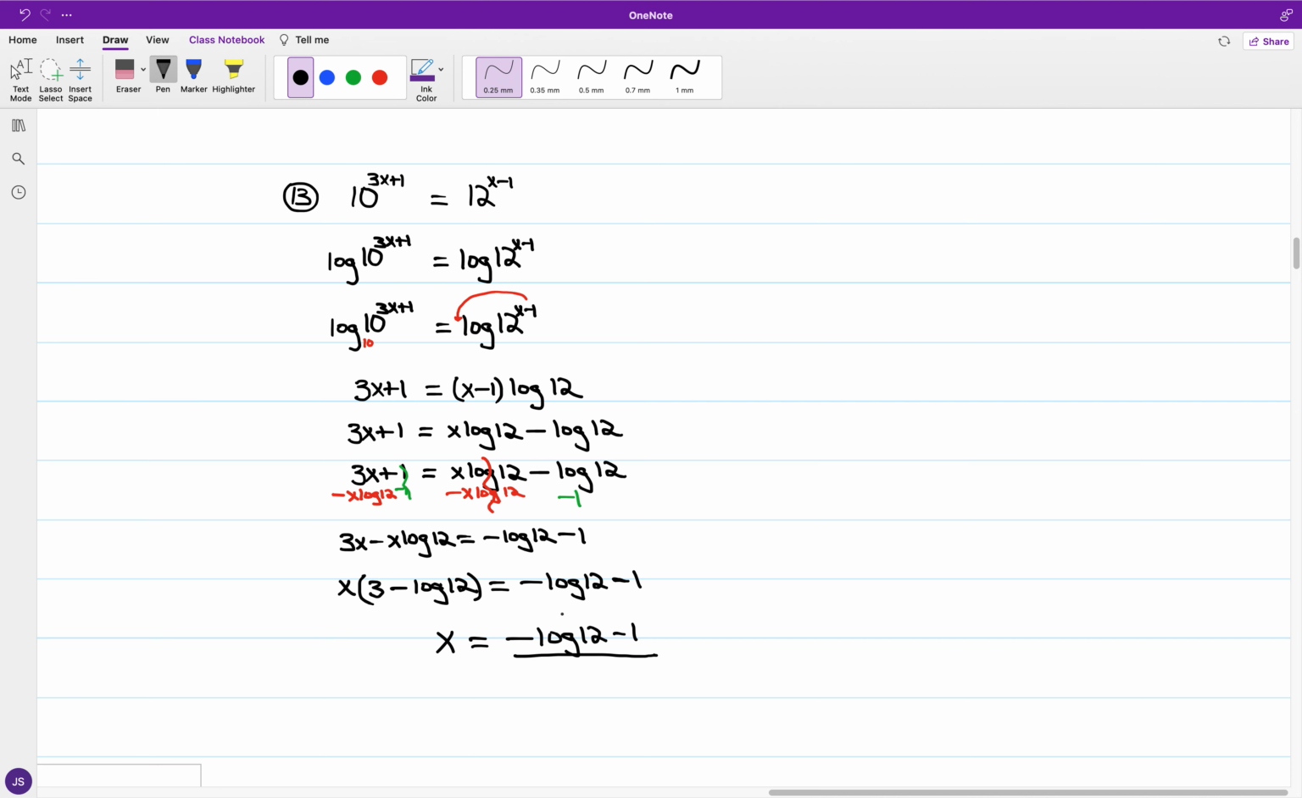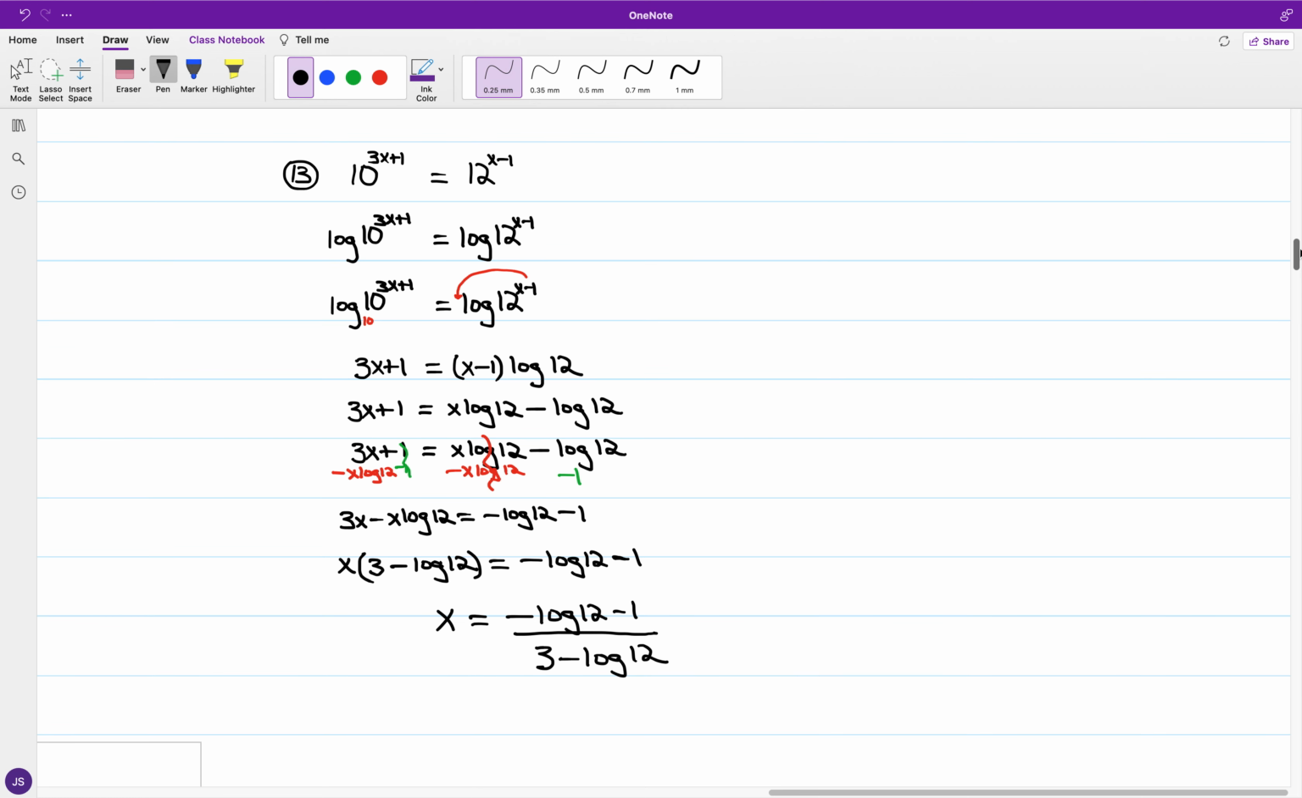So you have the negative of the base 10 log of 12 minus 1, divided by 3 minus the base 10 logarithm of 12. And just putting this in terms of calculator inputs, if you've got more than one term in the numerator, you can go ahead and put in parentheses. So we have the negative of the base 10 logarithm of 12 and close out for 12.